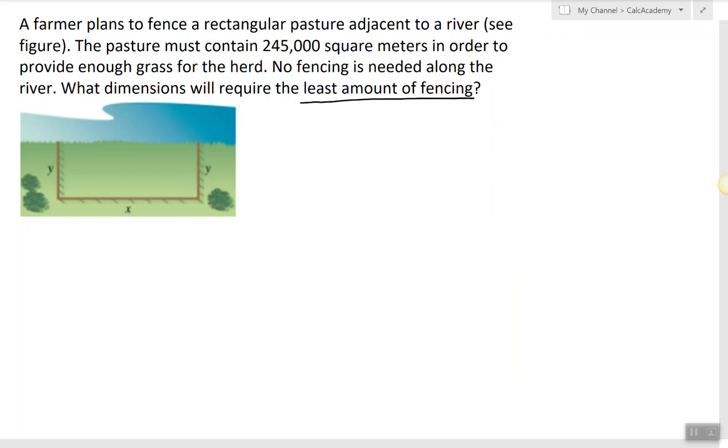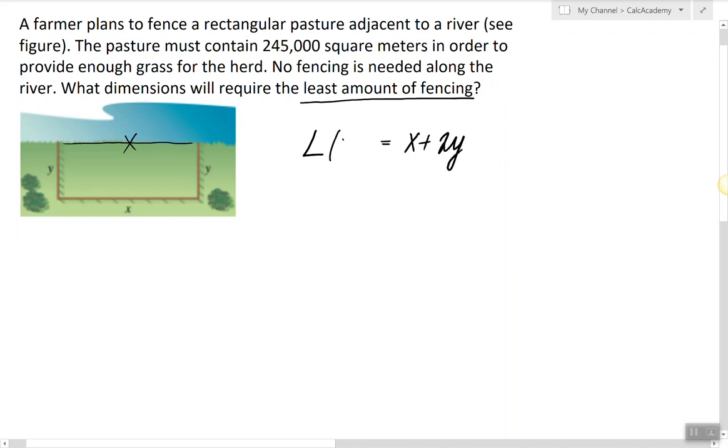So the amount of fencing in this case is the total length of the fence, so we can call it L, and the total length of the fence is given by the following expression. We're looking at the perimeter of this rectangle. Well, it's not even a rectangle, it's just 3 sides, so we don't count this. So the total length is x plus 2y.